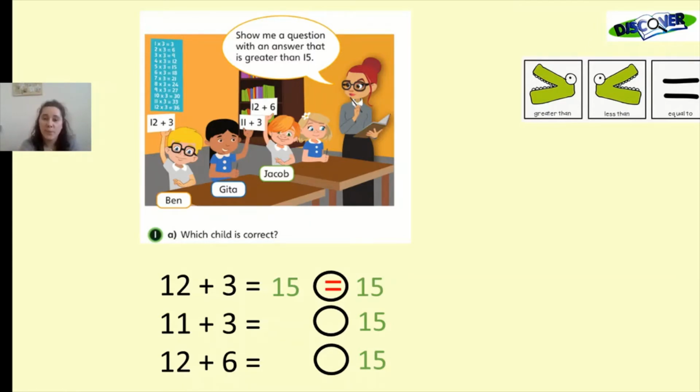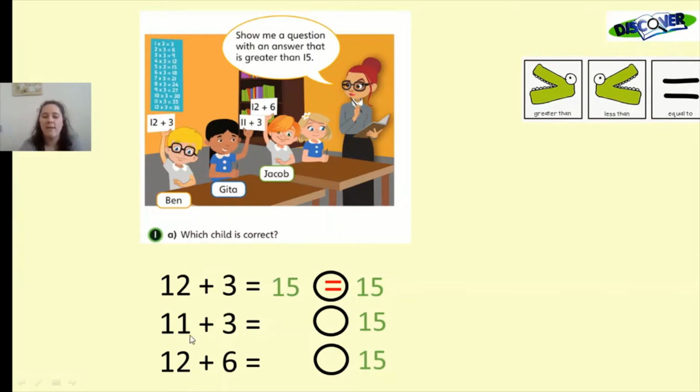They are equal. So, is Ben correct? Did he find a sum that was greater than 15? No, you're right. He found a sum that was equal to 15, and that was not what the teacher wanted. So Ben isn't correct. Right, now let's look at Geeta.